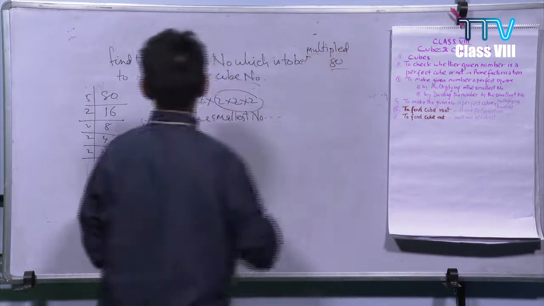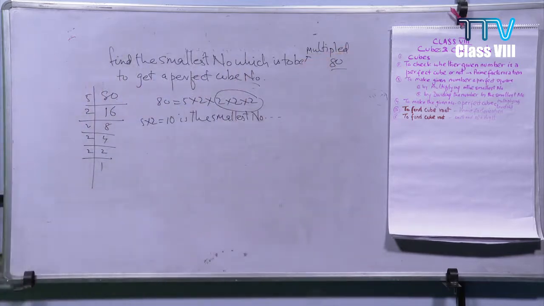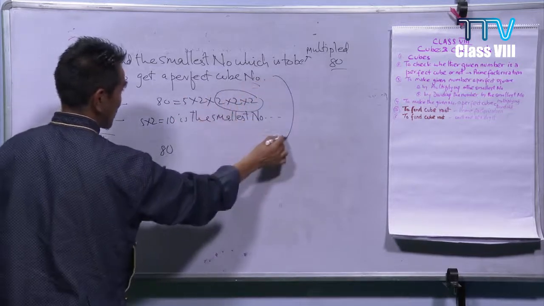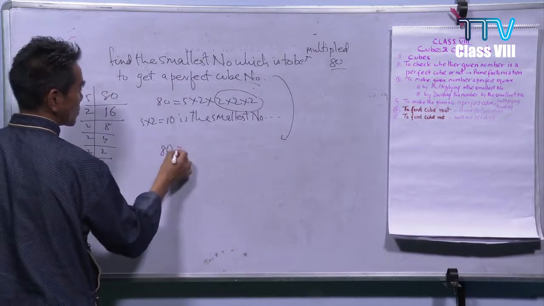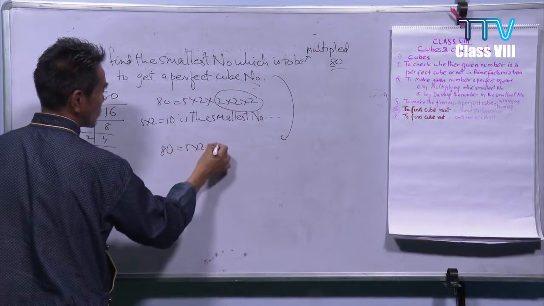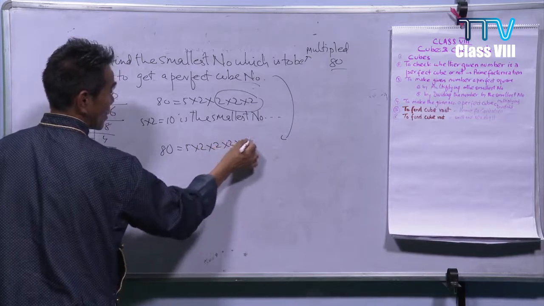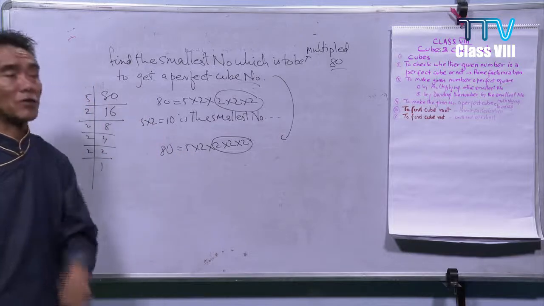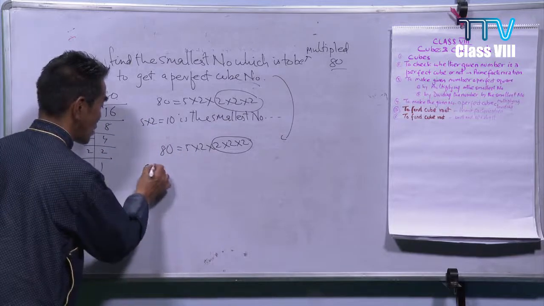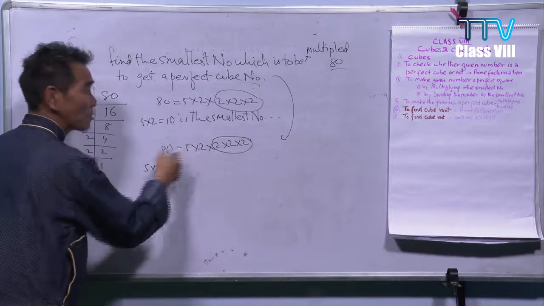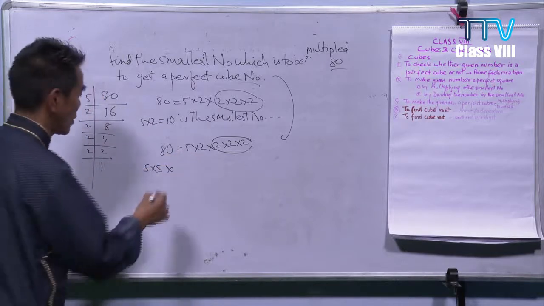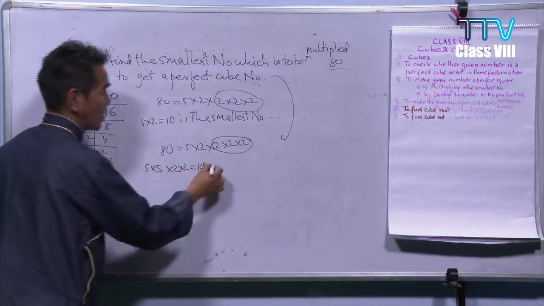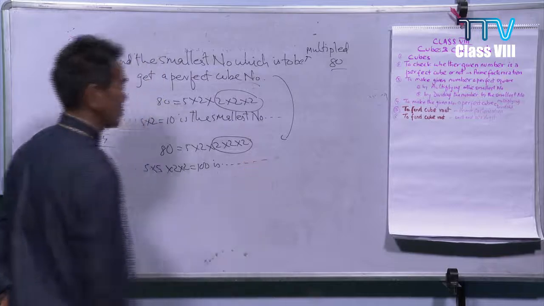Now the smallest number to be multiplied to 80 to get a perfect cube. 80 is equal to 5 multiplied by 2 multiplied by 2 multiplied by 2 multiplied by 2. We need three 5s and three 2s, so we multiply by 5, 5, and 2 twice, which is equal to 100. It is the smallest number to be multiplied to get a perfect cube.